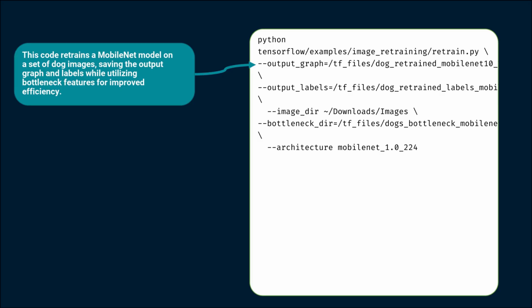The bottleneck dir flag is crucial as it indicates where to store bottleneck files, which speed up the retraining process by caching intermediate results from previous runs. Finally, the architecture flag allows you to select a specific variant of Mobilenet that best balances accuracy and speed based on the needs of your application. Once you run this command, TensorFlow will start the retraining process, enabling the model to be fine-tuned for your specific dataset, allowing for enhanced performance in tasks like object detection.